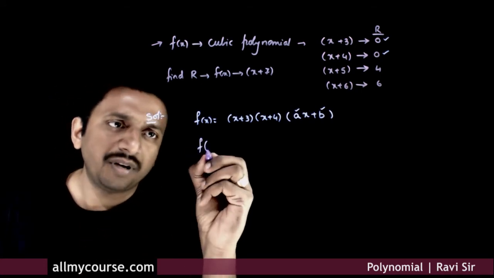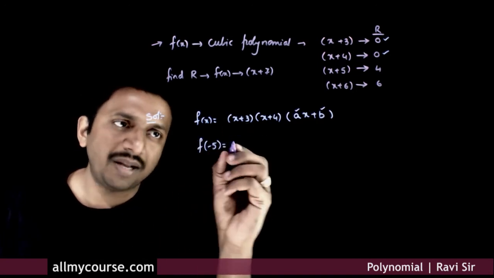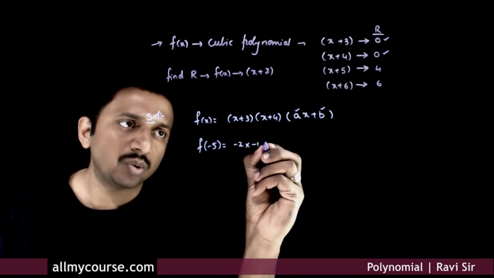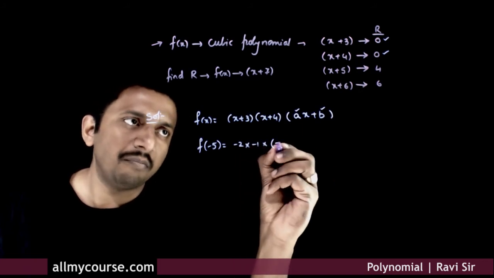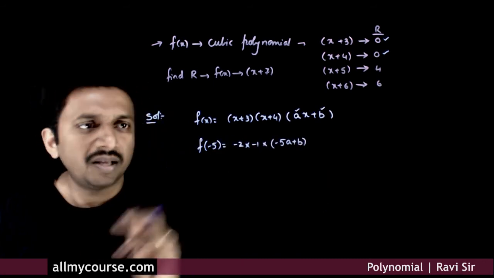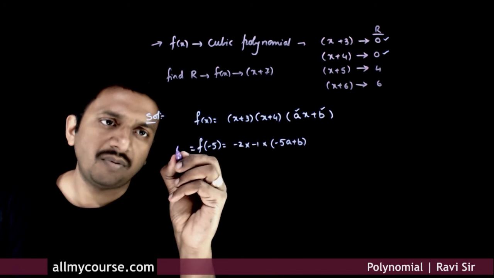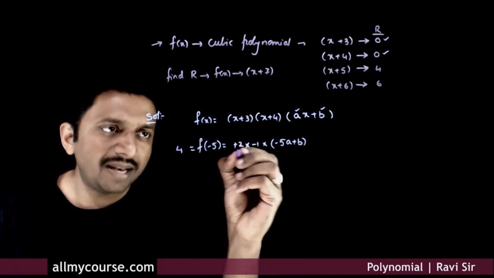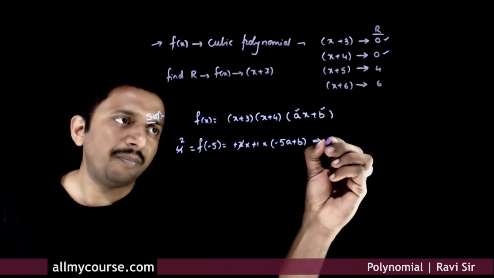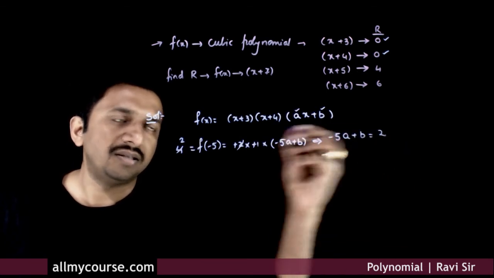So f of minus 5 is equal to minus 5 plus 3 is minus 2, minus 5 plus 4 is minus 1, into minus 5a plus b. And f of minus 5 is given as 4. So this is equal to 4. So minus into minus gets cancelled, 2 gets cancelled 2 times. This implies minus 5a plus b is equal to 2.